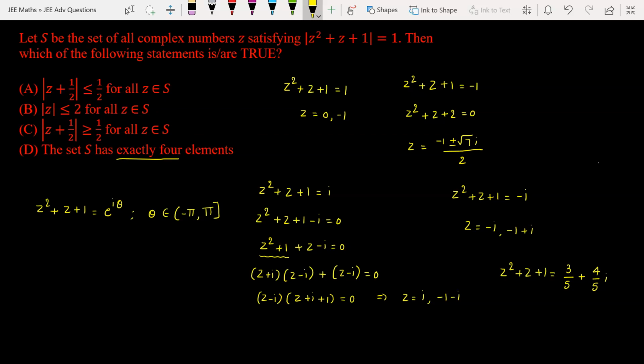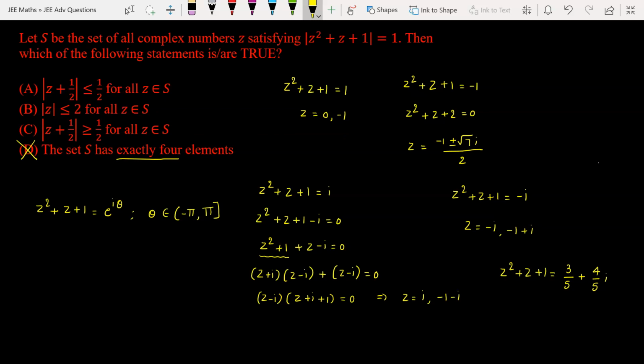So the number of complex numbers present in the set S is going to be infinitely many. So that means option D is incorrect. Now, looking at options A, B and C, we know that we can use triangle inequality because they are dealing with inequalities. So now, if you observe closely, let's say for option A, these two will satisfy, right? So 0, if you substitute, the magnitude of half is less than or equal to half, and even if you substitute minus 1, it will satisfy.